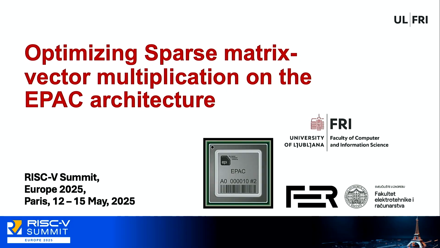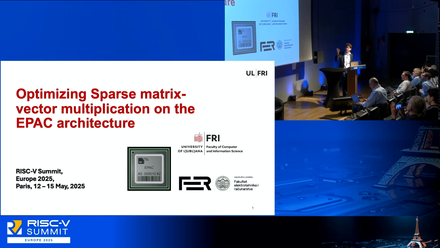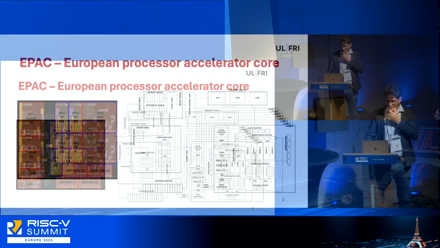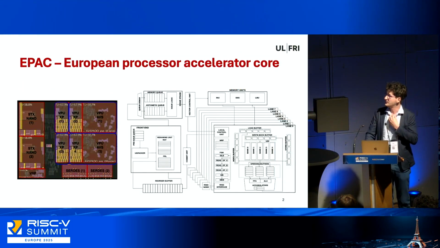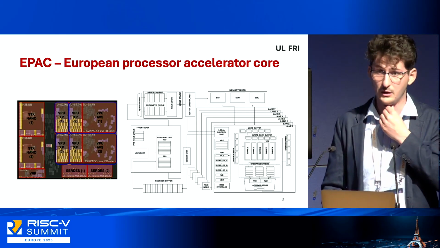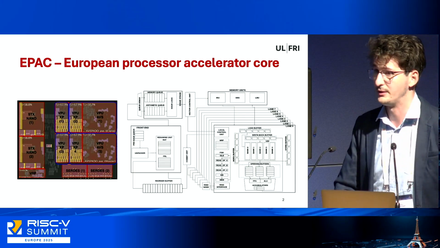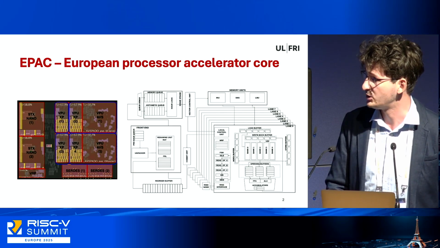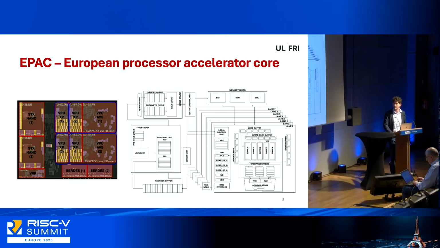Okay. Greetings everybody, and thanks for this opportunity to present our work on optimizing sparse matrix vector multiplication on the EPAC architecture. In the center of our research is the EPAC core, which consists of several units, but we are most interested in the vector processing unit, Vitruvius. Basically, Vitruvius is a long vector processing unit that is bound to achieve really amazing stuff in the future.